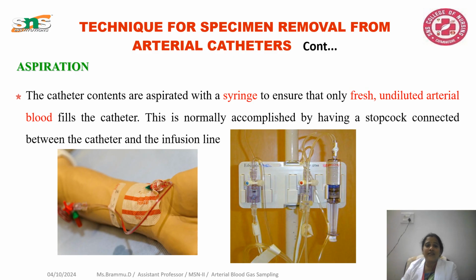So how do we take these samples? Catheters are always aspirated with a syringe. Only a fresh new heparinized syringe will be used. Undiluted arterial blood fills the catheter, and this is accomplished by having a stopcock connected between the catheter and the infusion line. Certain hospitals will have a continuous flush. See that the continuous flush is patent, and you maintain the arterial cannula throughout the procedure as well as after the procedure.